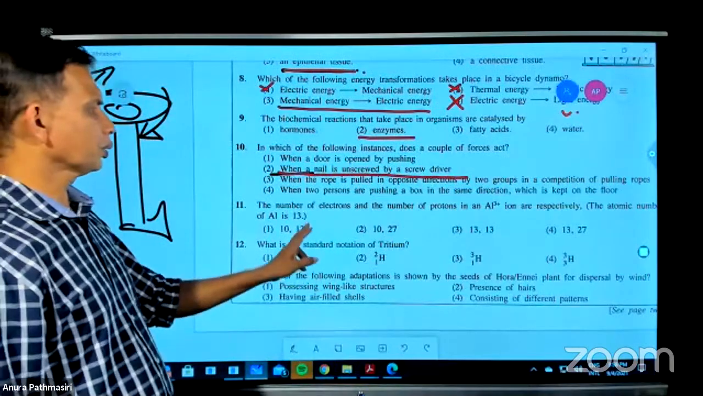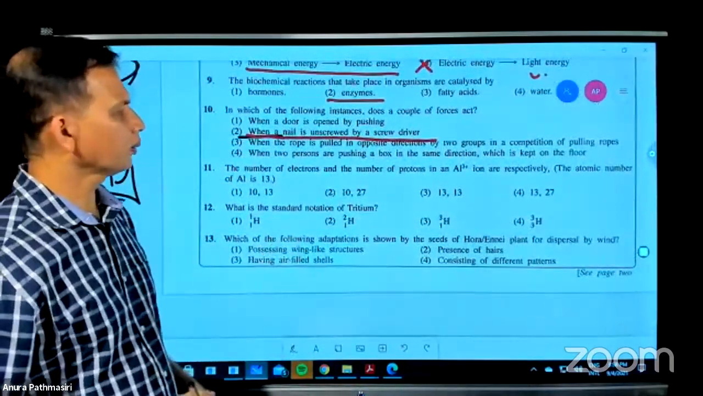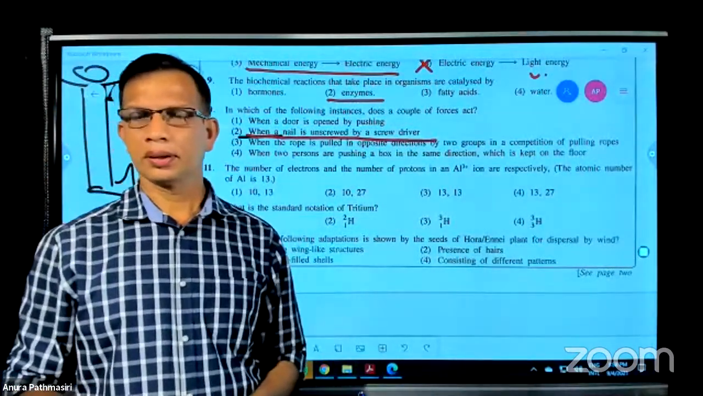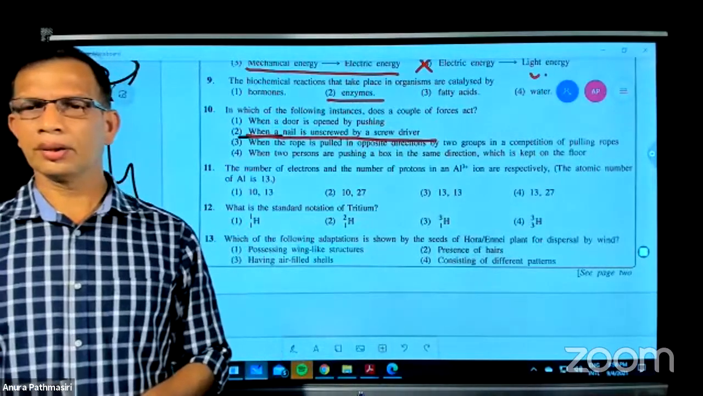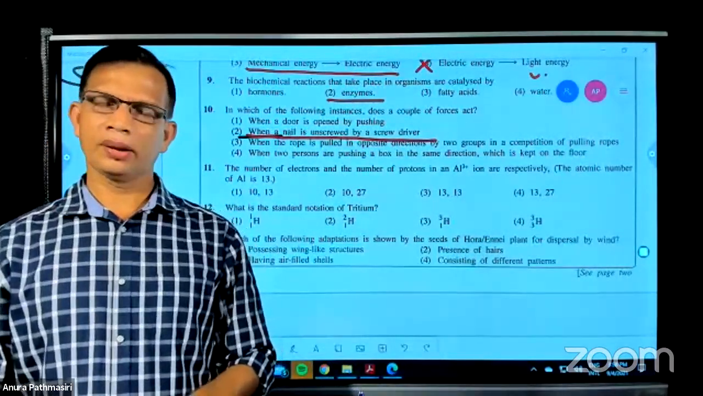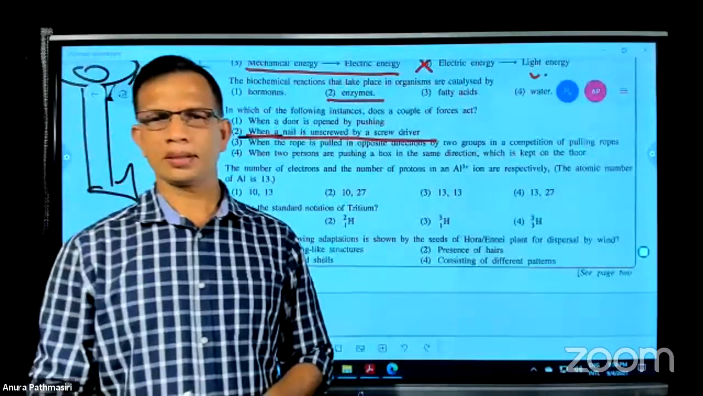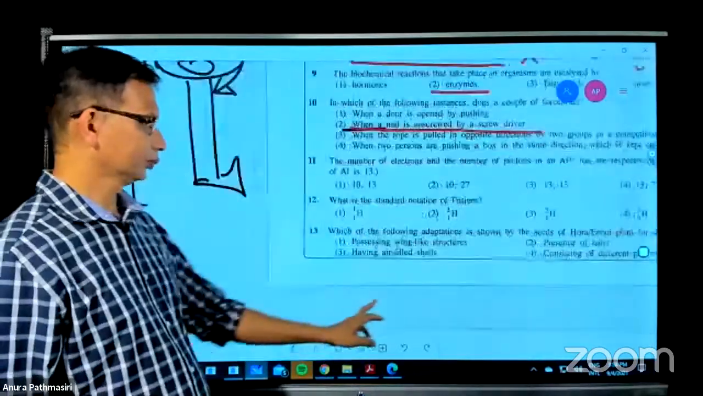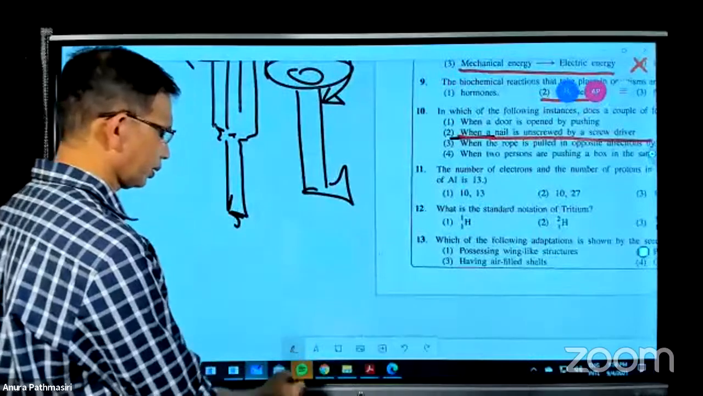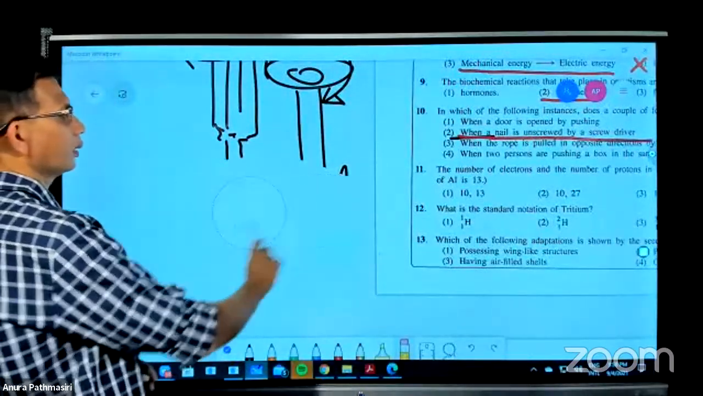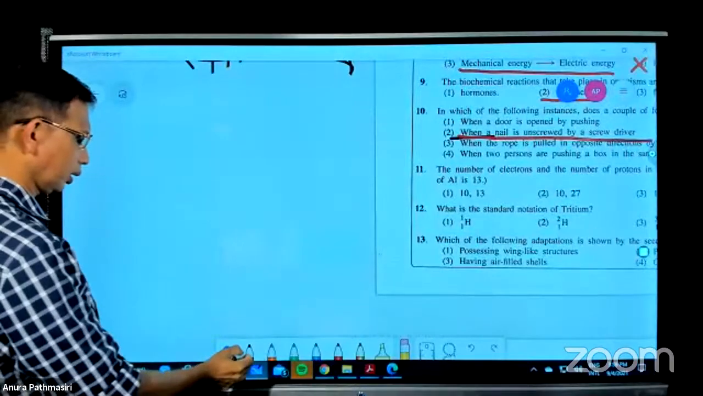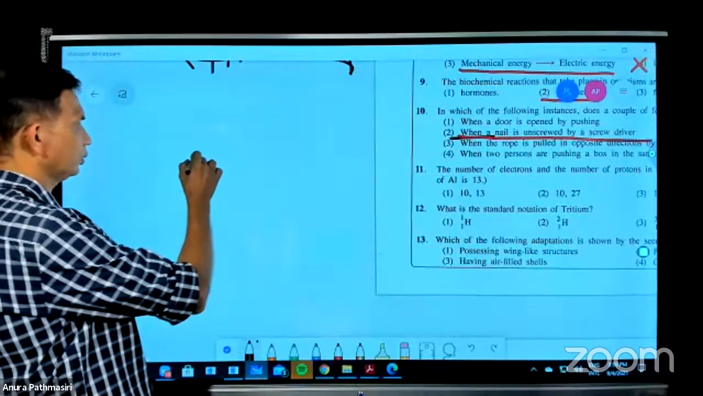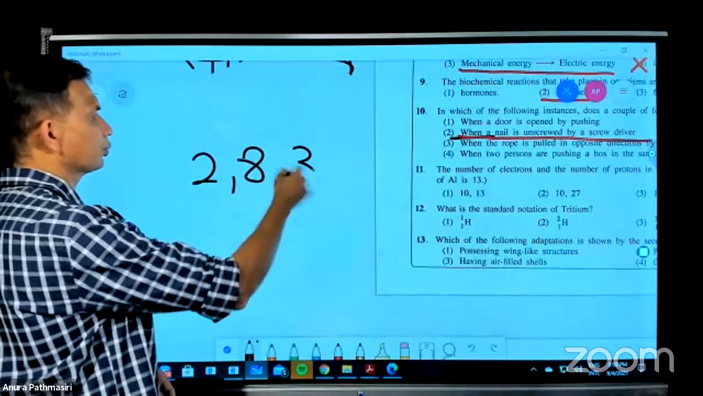The number of electrons and the number of protons in an Al3+ ion are respectively. The atomic number of aluminium is 13. Excellent. What is your answer? First. Yeah, atomic number is given. That's really good. And if you know the atomic number, it's easy for you to write the configuration 2, 8, 3.